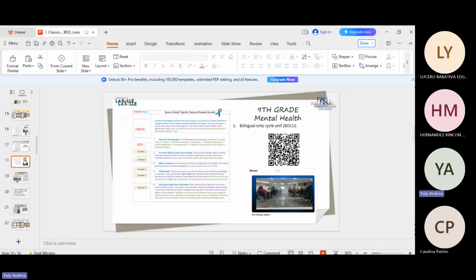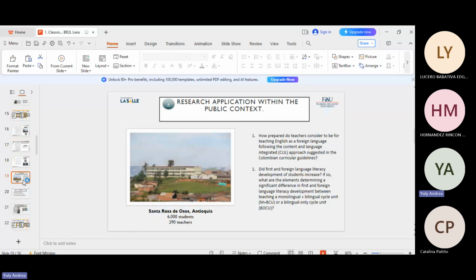Well, that's part of the work that I did with the school. And as I told you before, the other part of the research is the one that is going to be held at Santa Rosa de Osos, Antioquia, with all the schools and all the students. And what we want to do is to see how prepared our teachers are, and how prepared they consider they are, for teaching English as a foreign language.